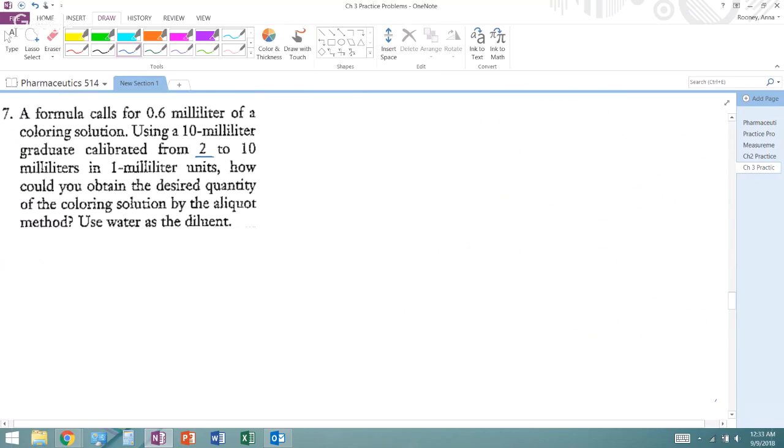So this one is, we're going to do 0.6 milliliter of a coloring solution. And we're going to use a 10 milliliter graduated cylinder calibrated from 2 to 10 milliliters in 1 milliliter units. So we have our minimum weighable quantity, which is 2. So we take 2 milliliters, and then we take away 0.6 milliliters. And then we find that that is 1.4 milliliters.